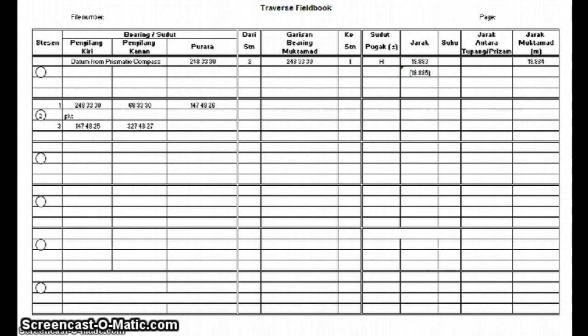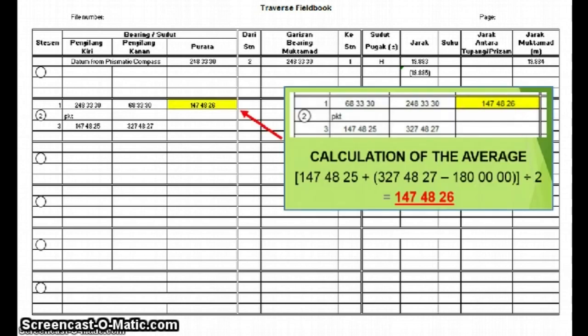After that, we write down the bearing and distance of the observation line. As an example, we need to write down the bearing and distance from line 2-1 and line 2-3. The observation needs to be done for both circles, which are left and right. After that, we need to calculate the average bearing for the observation line. The value for average bearing is the average value of the observation from the left circle and right circle.